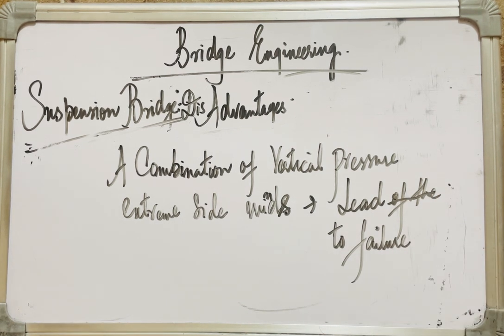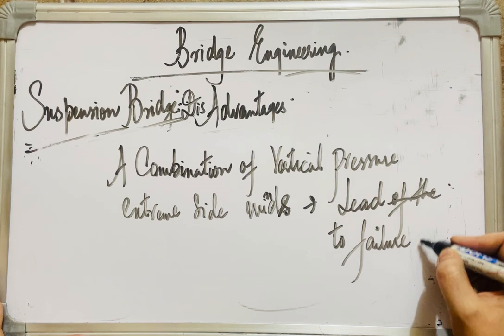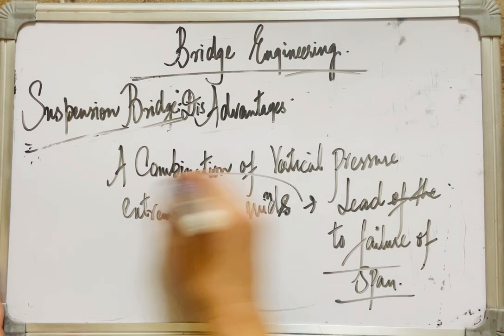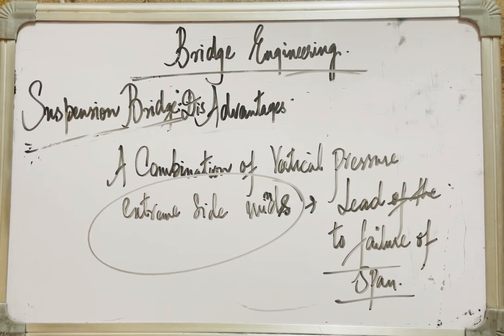If our stiffening system is inadequate, it can particularly lead to failure of the span. So the combination of the vertical pressure and extreme side winds can cause the failure of the span in case of the suspension bridges.